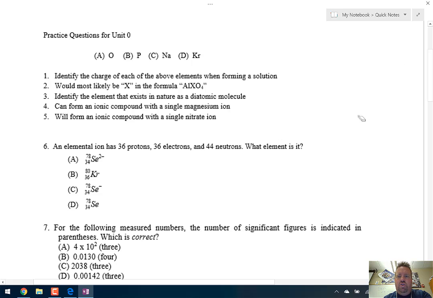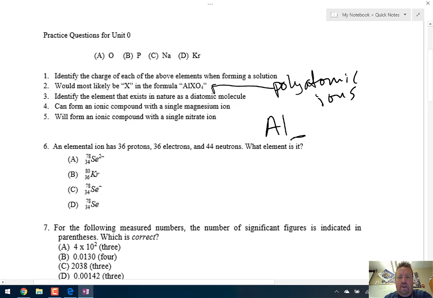For question number 2, it said, what would most likely be X in the formula AlXO4. With a question like this, you want to think about your polyatomic ions. For example, this has got to be Al and then obviously something O4. So when I think about the 12 polyatomic ions that we had to know, I'm thinking it could be AlSO4, because that would be aluminum sulfate.